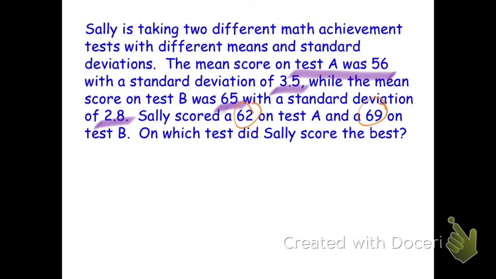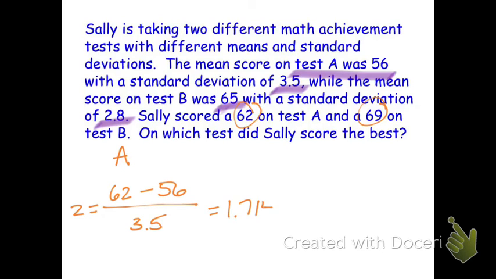Okay, so I want to find the z-score for A and for B. If I'm finding the z-score of test A, I'm going to take her test grade, which was a 62, subtract the mean, divided by the standard deviation. Type that in your calculator and tell me what her z-score is. Good. Now I want you to try finding her z-score for test B. 1.429.